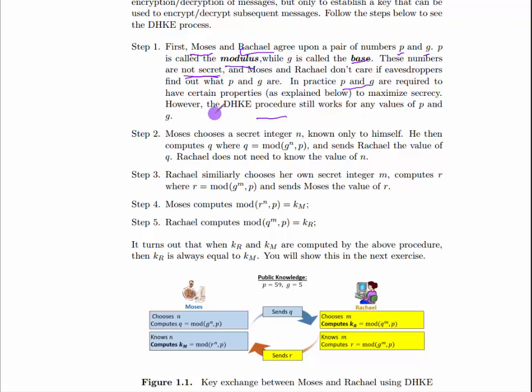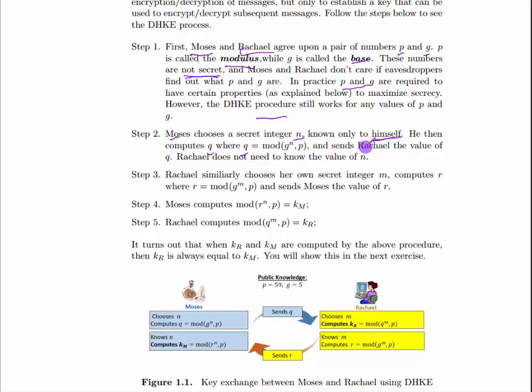Okay. So Moses chooses a secret integer n, which is known only to himself. We could call that Moses' secret key. He then computes Q, where Q involves raising the base G to the nth power and taking it mod P. So that's how Moses computes this Q, which he then sends to Rachel. So again, Q is public knowledge because he's sending it over the internet.